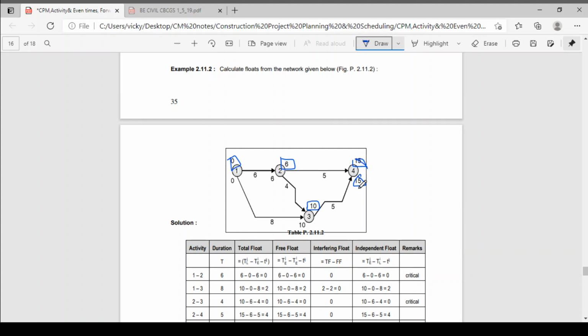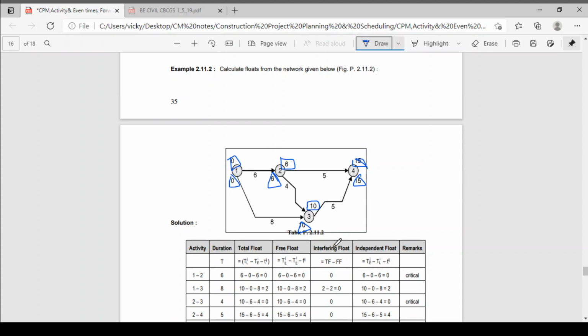Then we calculate the backward pass: 15 - 5 = 10. Okay, 10 - 4 = 6. Here 15 - 5 = 10 and 10, 6, which is less? 6 is less, so we'll take 6. 6 - 6 = 0. Okay, 10 - 8 = 2. 0 and 6, which is less? 0, so we'll take 0 here.